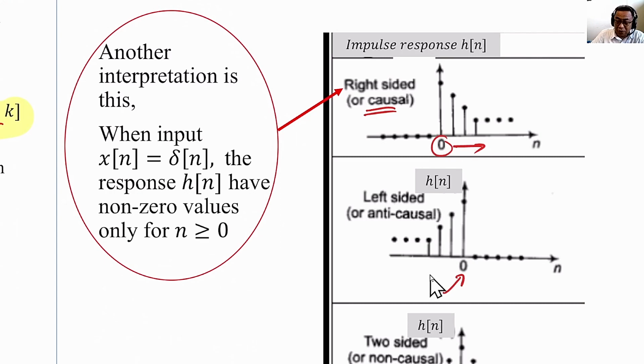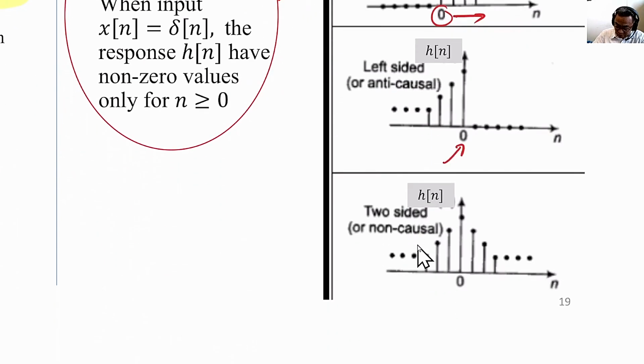So this is anti-causal because although the input is fired here, the response has already come. There's a both-sided one, which is non-causal as well. So if it only exists on the left side, it's called anti-causal. If it exists on both sides, it's called non-causal.